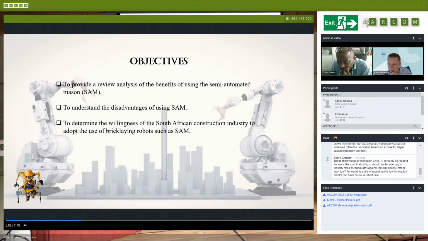There were three objectives we wanted to achieve with this research. The first one being to provide a review analysis of the benefits of using the semi-automated machine, which is also known as SAM. The second one, we wanted to provide an understanding of the disadvantages of using SAM. And the third one, we wanted to determine the willingness of the South African construction industry to adopt the use of bricklaying robots such as SAM.